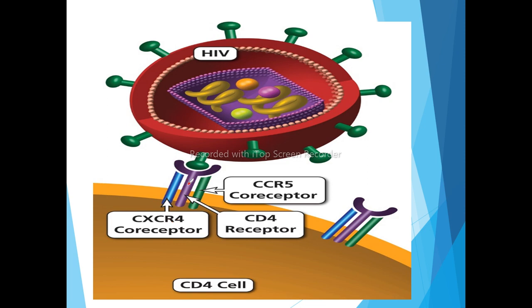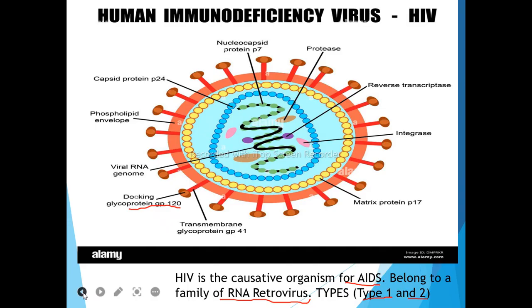Now, this same GP120 has some clinical importance. Why is it that despite so many studies, scientists have failed to come up with a vaccine for HIV? It's because this GP120 undergoes several genetic mutations, which has made scientists fail to come up with a vaccine against HIV.